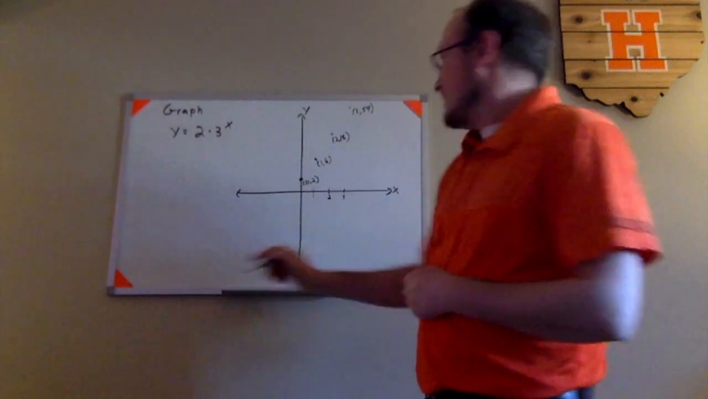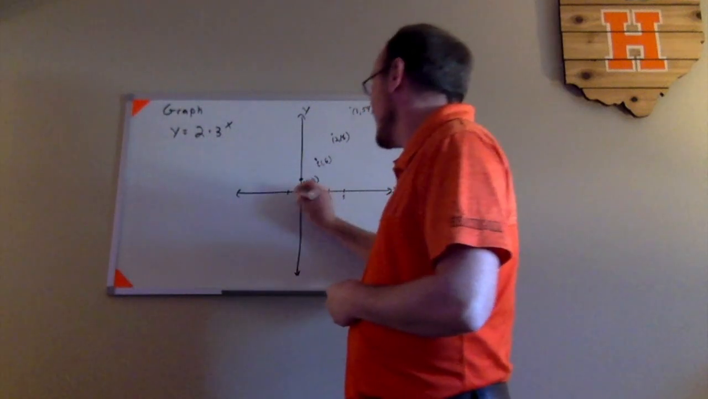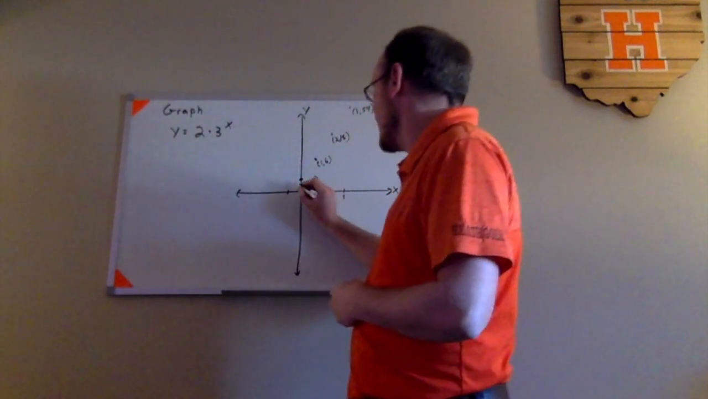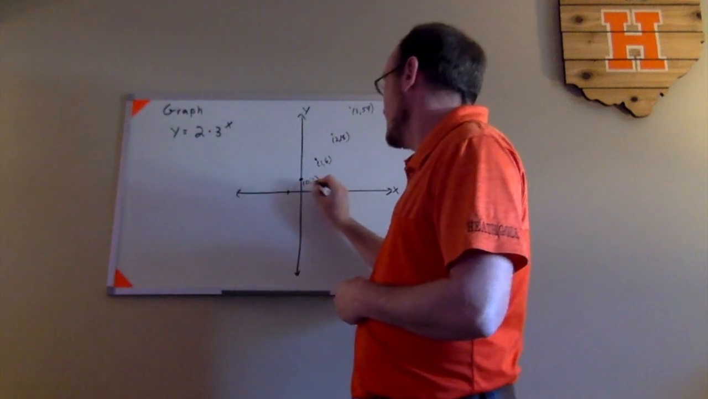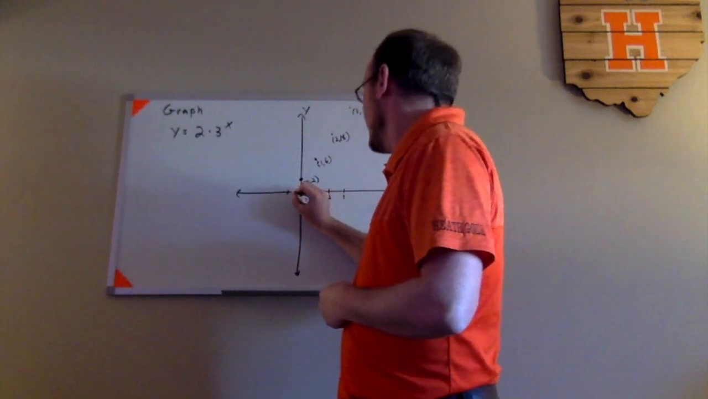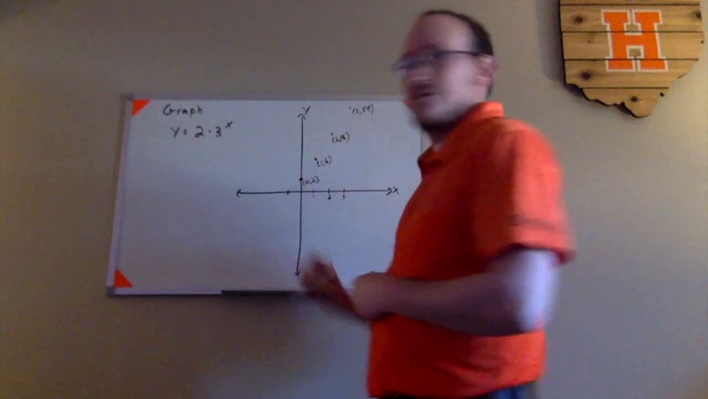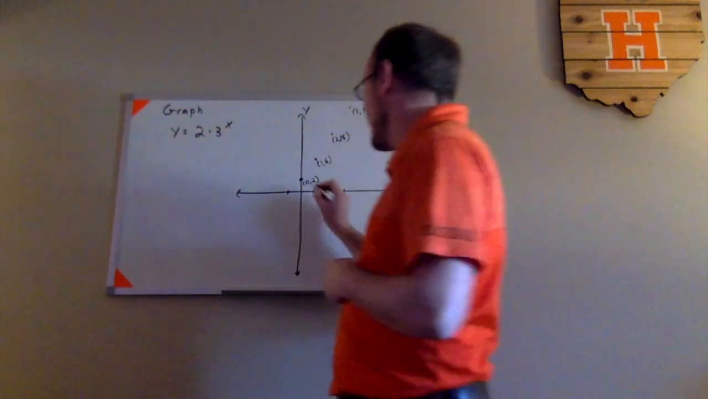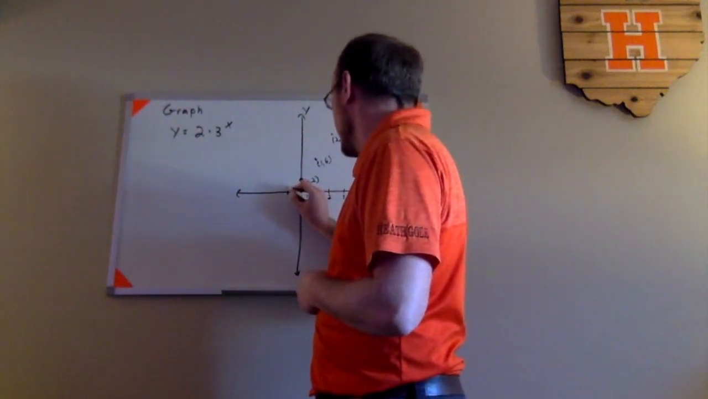If I was going to the left, if I went to -1, again, I'd just be dividing by 3. So instead of having (0, 2), if I took 2 and divided it by 3, I'd have 2/3. So I'd have (-1, 2/3), which would be this point right here.